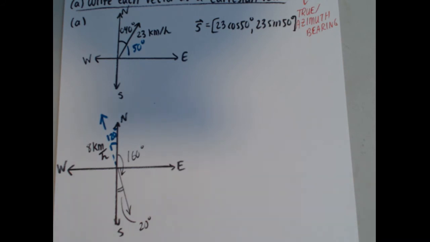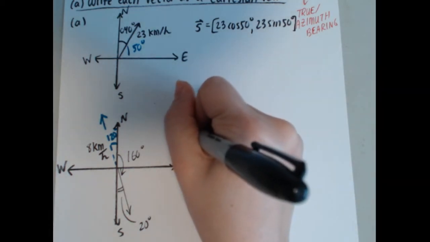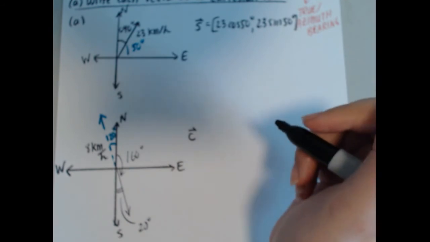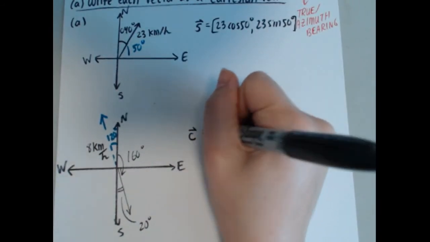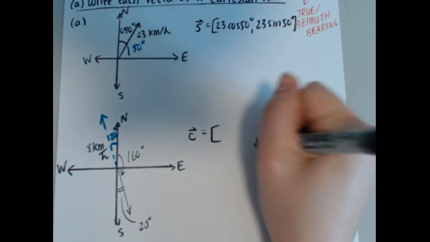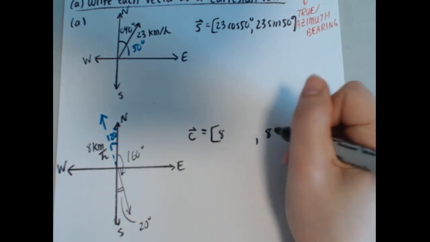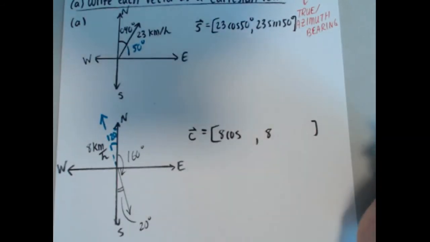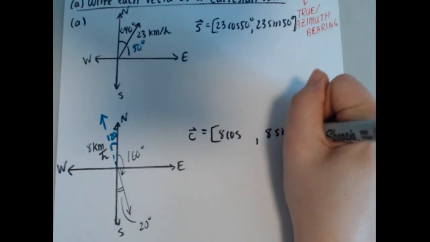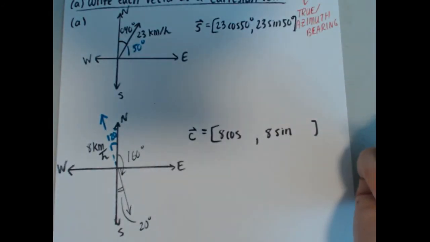So when I want to give my Cartesian vector representation of this, let's call this vector C. It's the current. Again, it's given by a vector, with the magnitude 8, and we're going to have cosine of some angle for x and sine of some angle for y. So what's that angle?